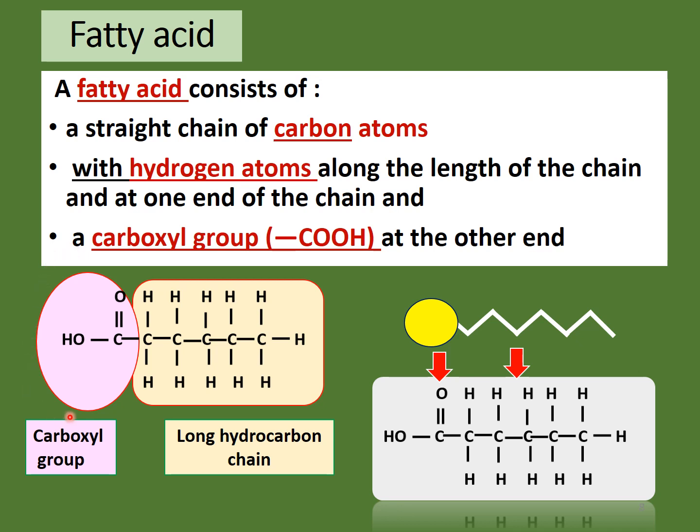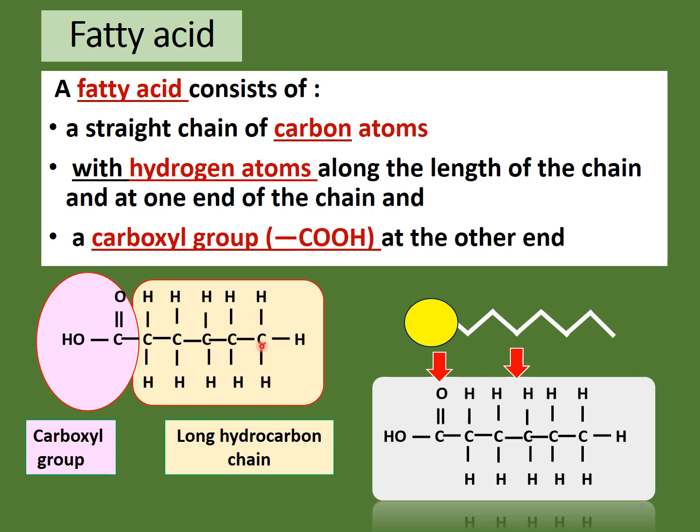So let's look at the structure here. This is a fatty acid molecule. It consists of a straight chain of carbon atoms here. The number of carbon atoms can vary, not necessarily 6 as in this diagram. And then with hydrogen atoms along the length of the chain here, because the hydrogen atoms bind to the carbon atoms.